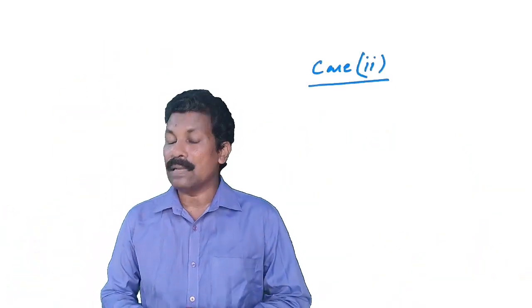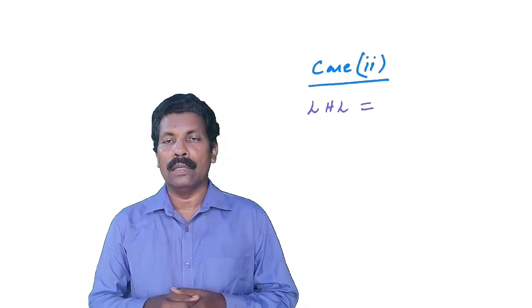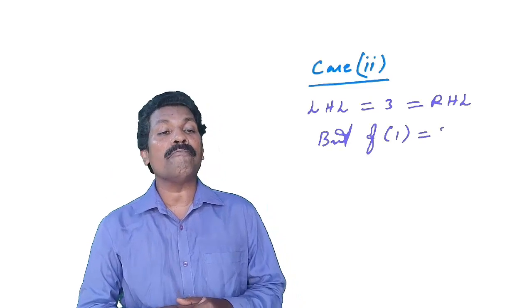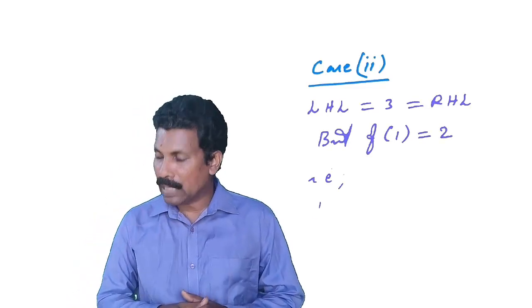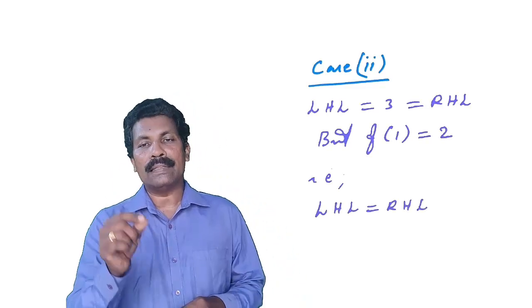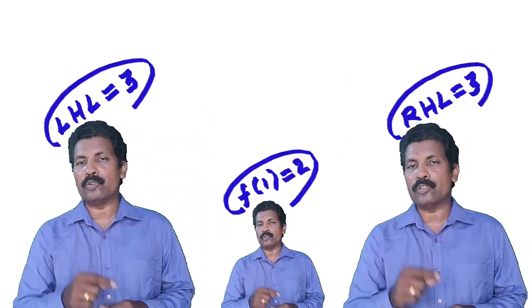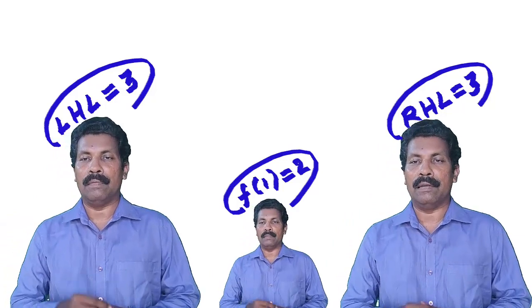And in case 2, what was LHL? LHL is equal to 3 is equal to RHL, but f of 1 is equal to 2. That is, in case 2, LHL is equal to RHL, but not equal to f of 1.